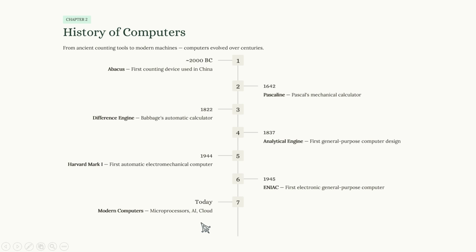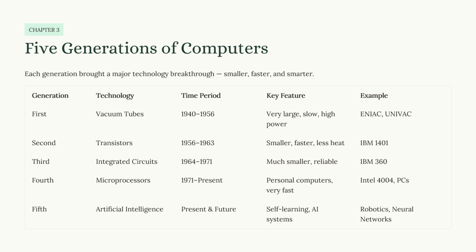The development of computers is divided into five generations. The first generation used vacuum tubes. These computers were very large, generated a lot of heat, and consumed significant power. The second generation introduced transistors. Computers became smaller, faster, and more reliable. The third generation used integrated circuits, also known as ICs. This made computers even more compact and efficient.